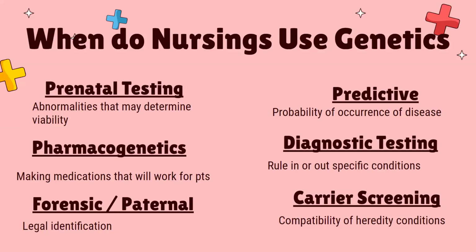Our last 2 on this sheet: forensic or paternal genetics is used specifically in a genetic or a SANE nursing environment to determine the genetic makeup of either a person who has been found without other identification, or to identify trace DNA left behind. And last is a carrier screening.